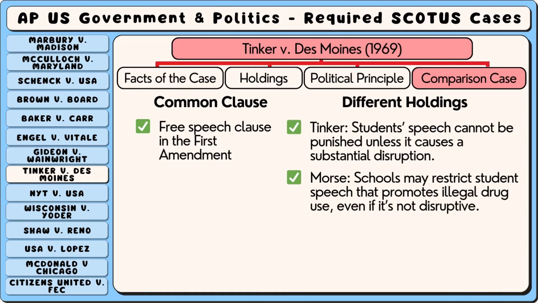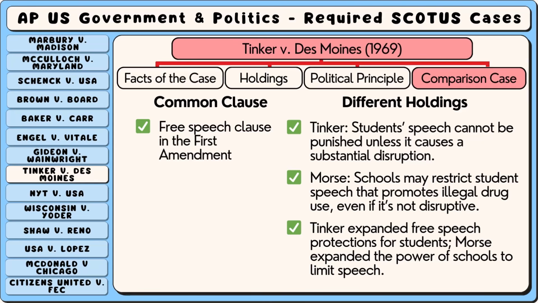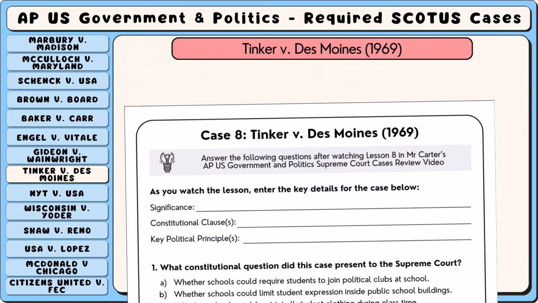The holding in Morse versus Frederick was that schools may restrict student speech that can reasonably be seen as promoting illegal drug use, even if the speech does not cause a disruption. So the holdings are different because Tinker expanded free speech protections for students, while Morse expanded the power of schools to limit speech. Okay, that brings us to the end of this case.